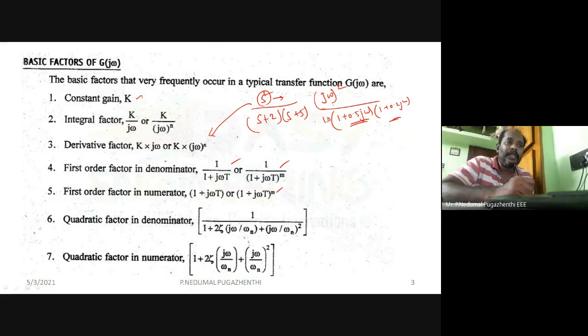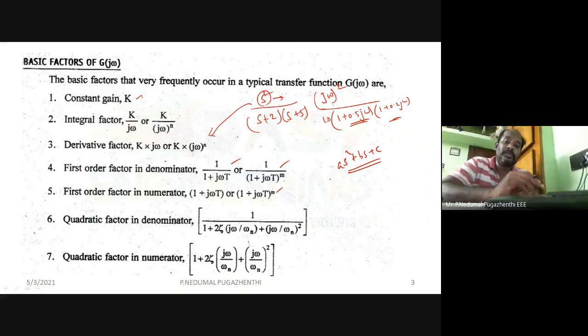You may have a factor in the denominator, a quadratic factor, which is of the form s squared plus as squared plus bs plus c, something like that. So this is a quadratic term. This may be in the numerator or the denominator also, as I said. So these factors are available generally, and we categorize these. These will be the factors which will be there in the transfer function.